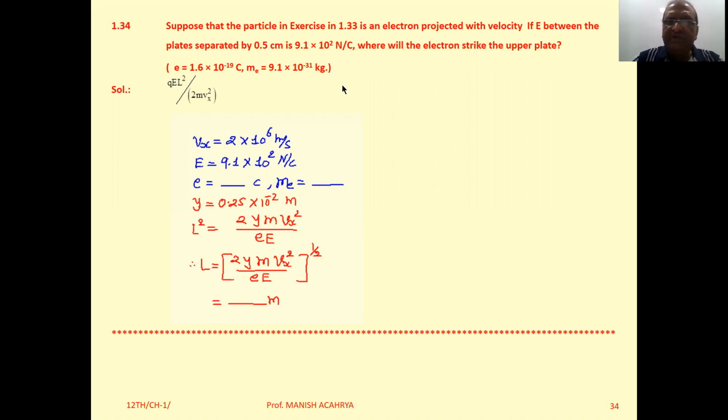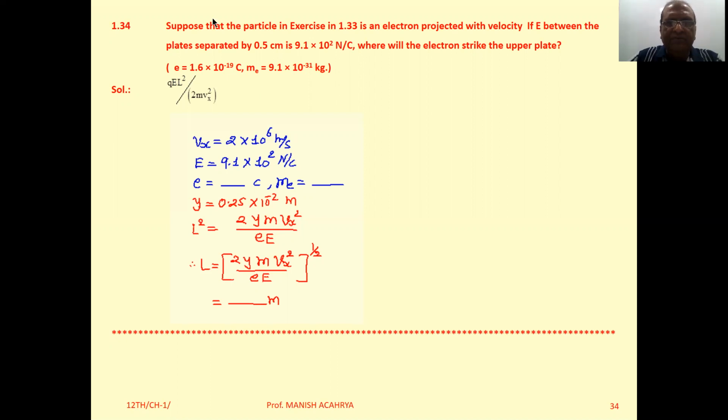So use the equation derived in the previous example for vertical deflection. y is equal to qE L square upon 2m Vx square. Okay. Now here Vx is 2 into 10 raised to 6 meter per second. E is 9.1 into 10 raised to 2 Newton per coulomb. Charge of electron and mass of electron are given to you.